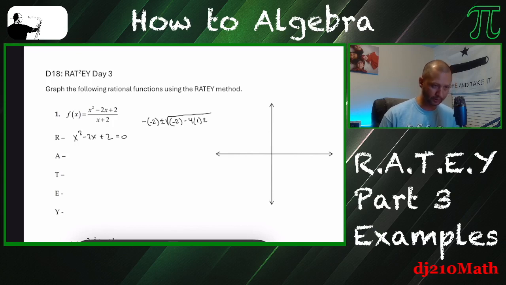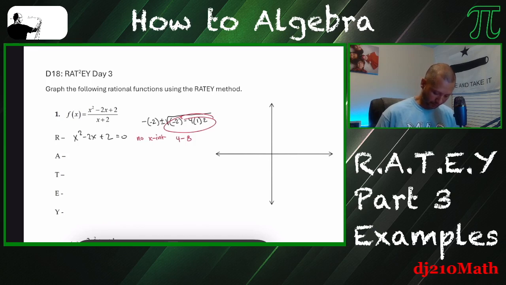All right, so if you notice, the discriminant, the part inside of the square root, is going to come out to 4 minus 8, which is going to be a negative number. So we can't take the square root of a negative number. So this means that there's no x-intercepts. There's no x-intercept.